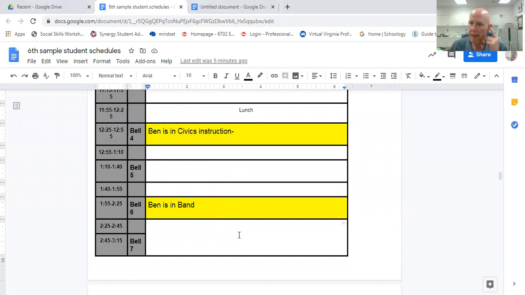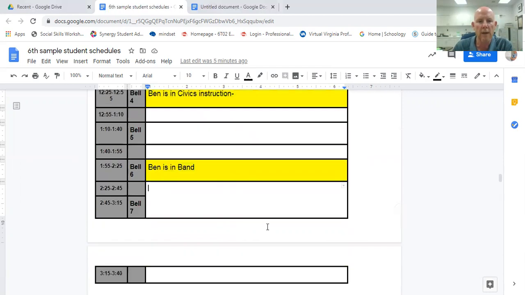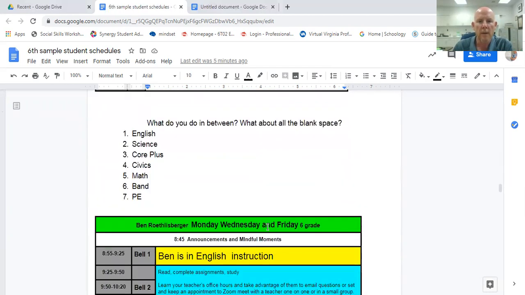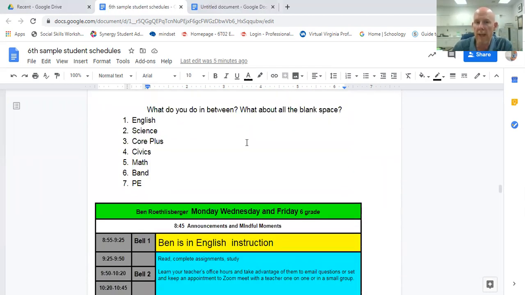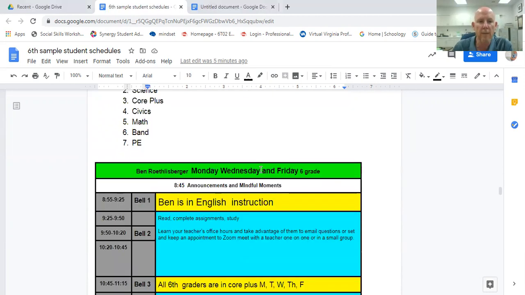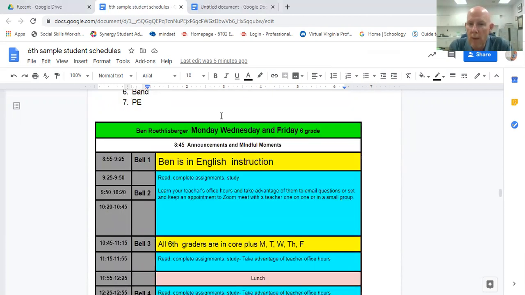Okay, so you might be asking yourself, though, what in the world am I going to do with all this blank space? What happens in these blank times? Well, let's take a look. What do you do in between? What about all the blank space? Let's take a look at that for Ben. Again, back to Ben's Monday, Wednesday, Friday, his math, English, and Core Plus days. He starts out first bell in English instruction. Here we go.